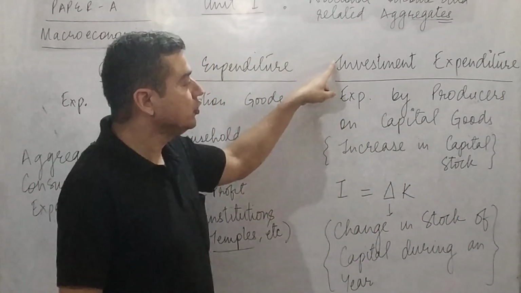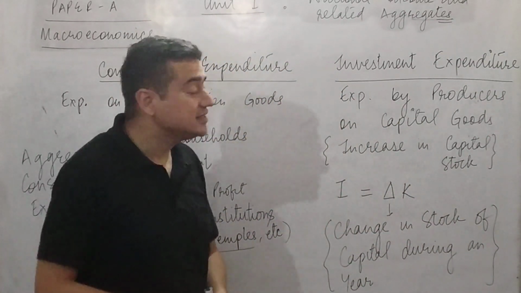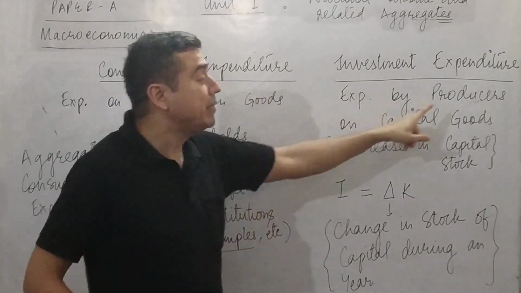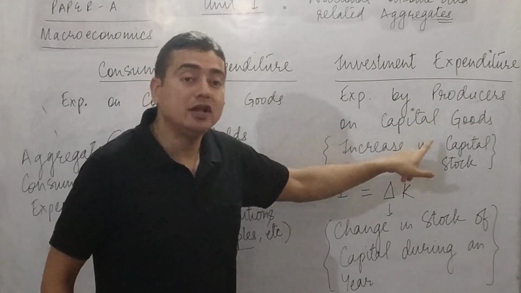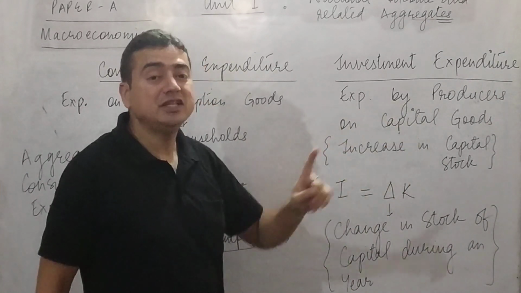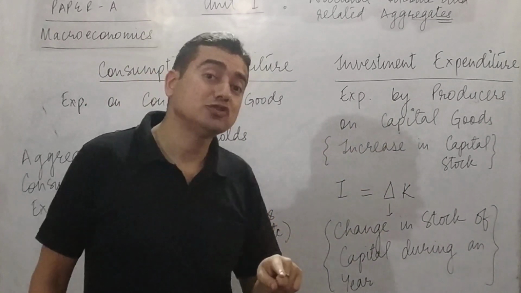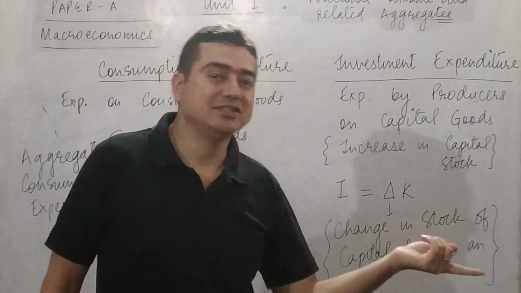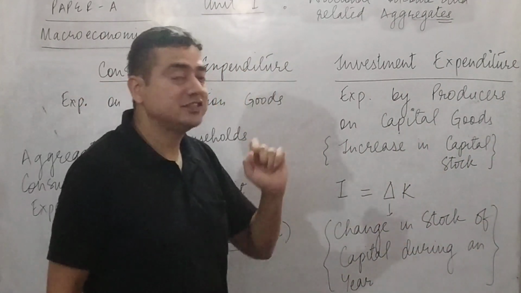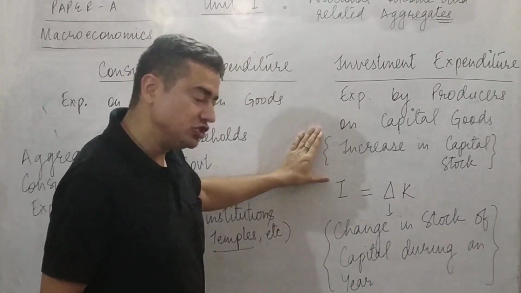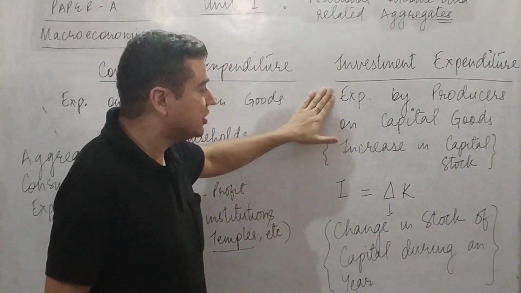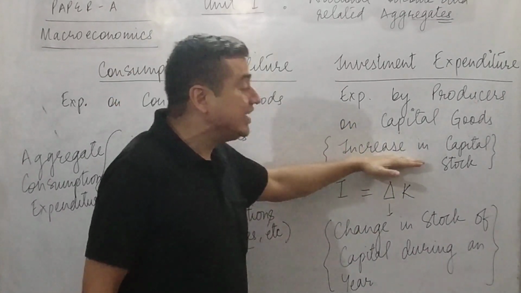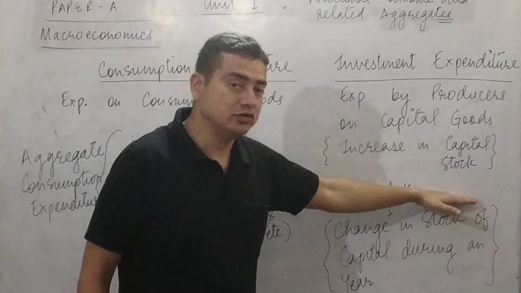Now we would move on to investment expenditure. As the name itself indicates, investment expenditure is the expenditure by producers on capital goods. Capital goods means goods which are fixed assets of the producers, which are used for several years, like plant and machinery. So this expenditure by producers on capital goods adds to or increases the stock of capital goods.